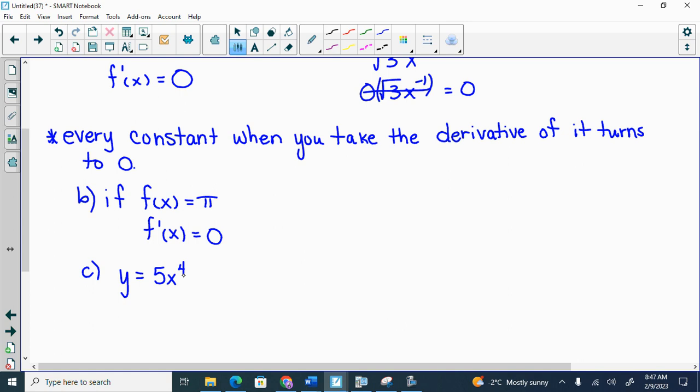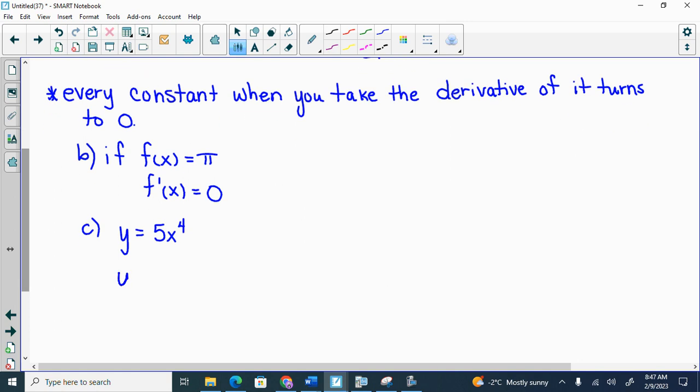The derivative of this can be written two ways. You can go y prime, that means the first derivative, or they could go dy over dx, which also means the first derivative. Y with respect to x, because x is the variable. If this was 5t to the 4, then it'd be dy over dt. Okay? So what do we do when we get this? We've talked about it. What happens? The 4 drops in front. We get 5x to the, what now? 3. It decreases by 1. So we get y prime equals 20x cubed, or dy over dx equals 20x cubed.